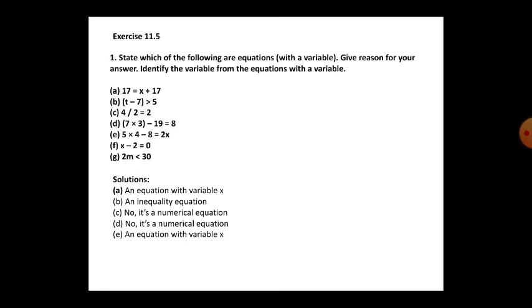Next, 5 into 4 minus 8 equals 2x. Here x is there. x is a variable in that equation. So an equation with variable x. x minus 2 equals 0. So an equation with variable x. Here also x is the variable. And last one, 2m is less than 30. See, it is also comparing, less than. So it is an inequality.